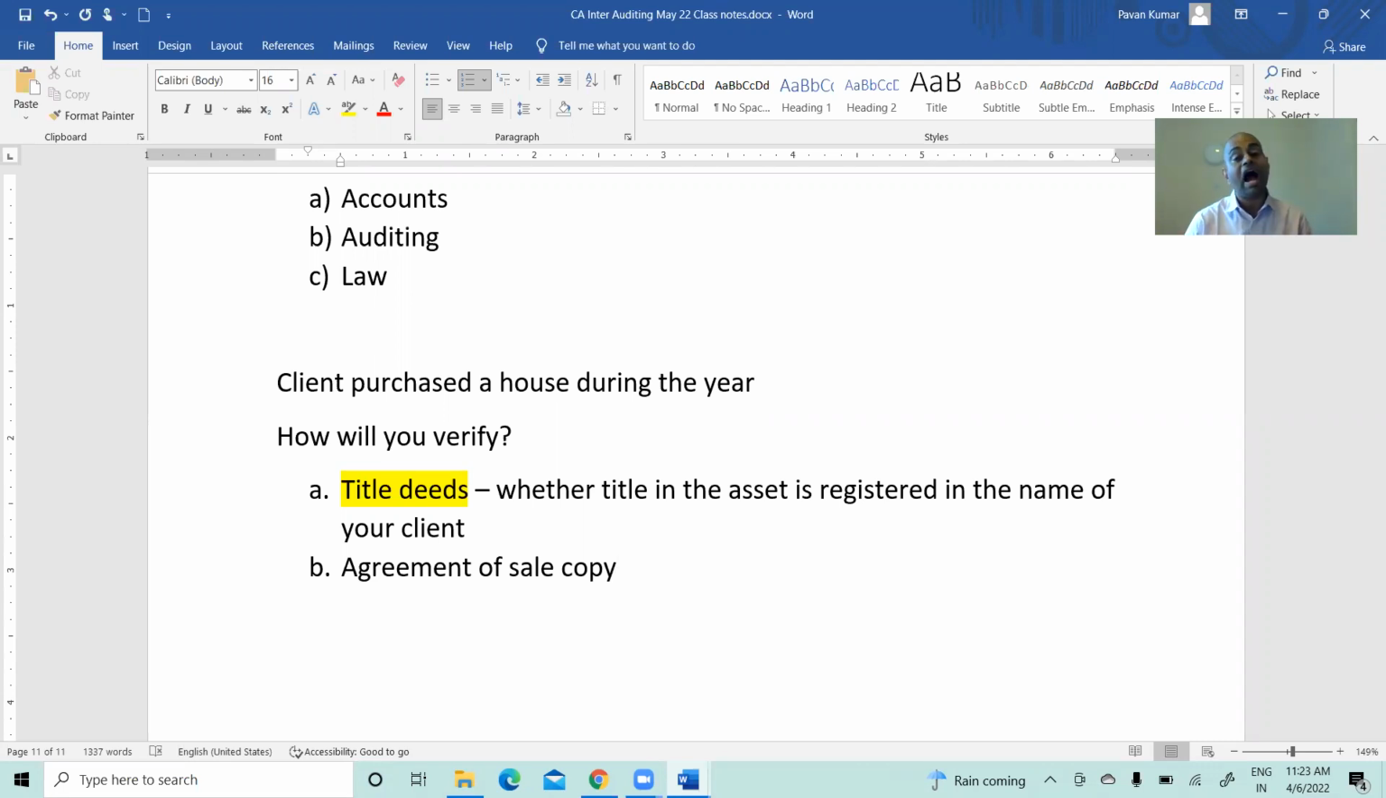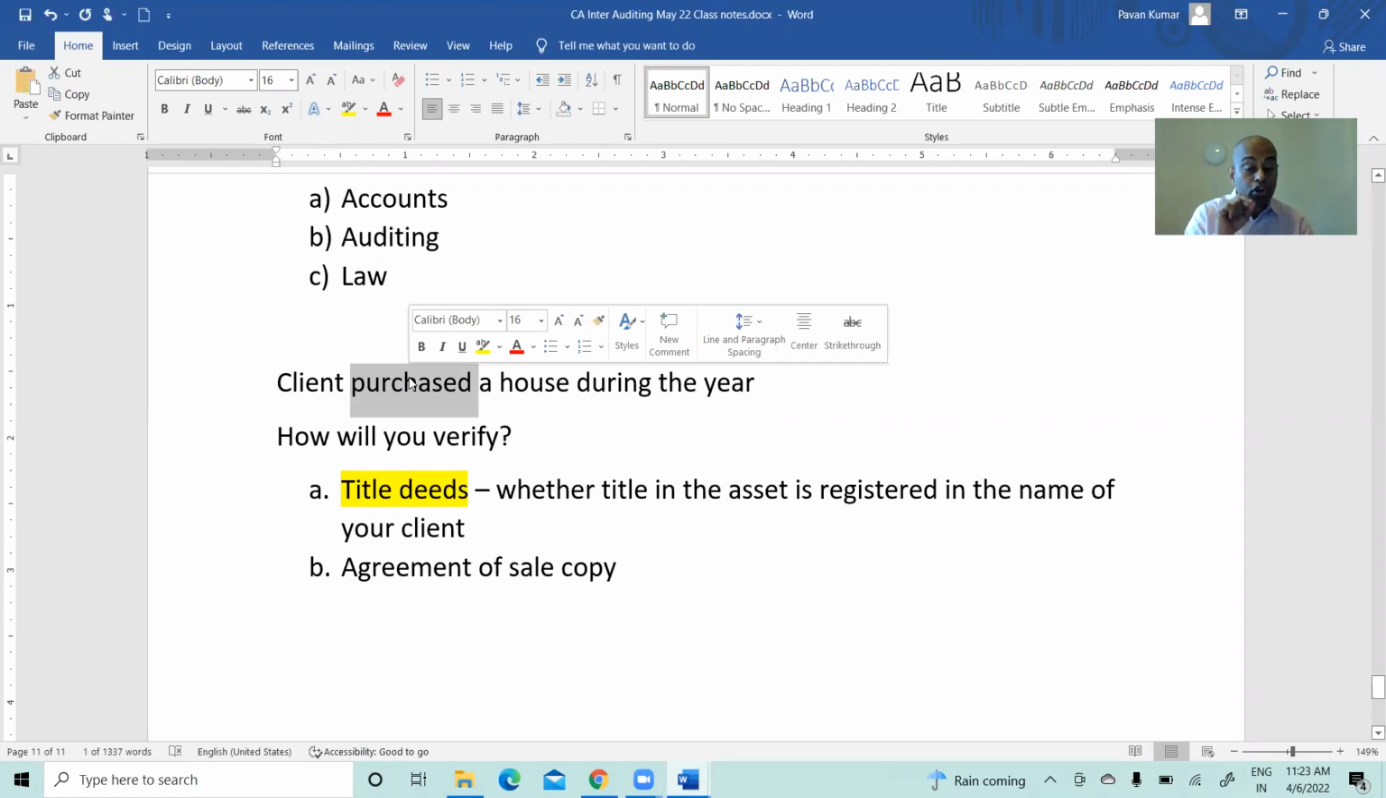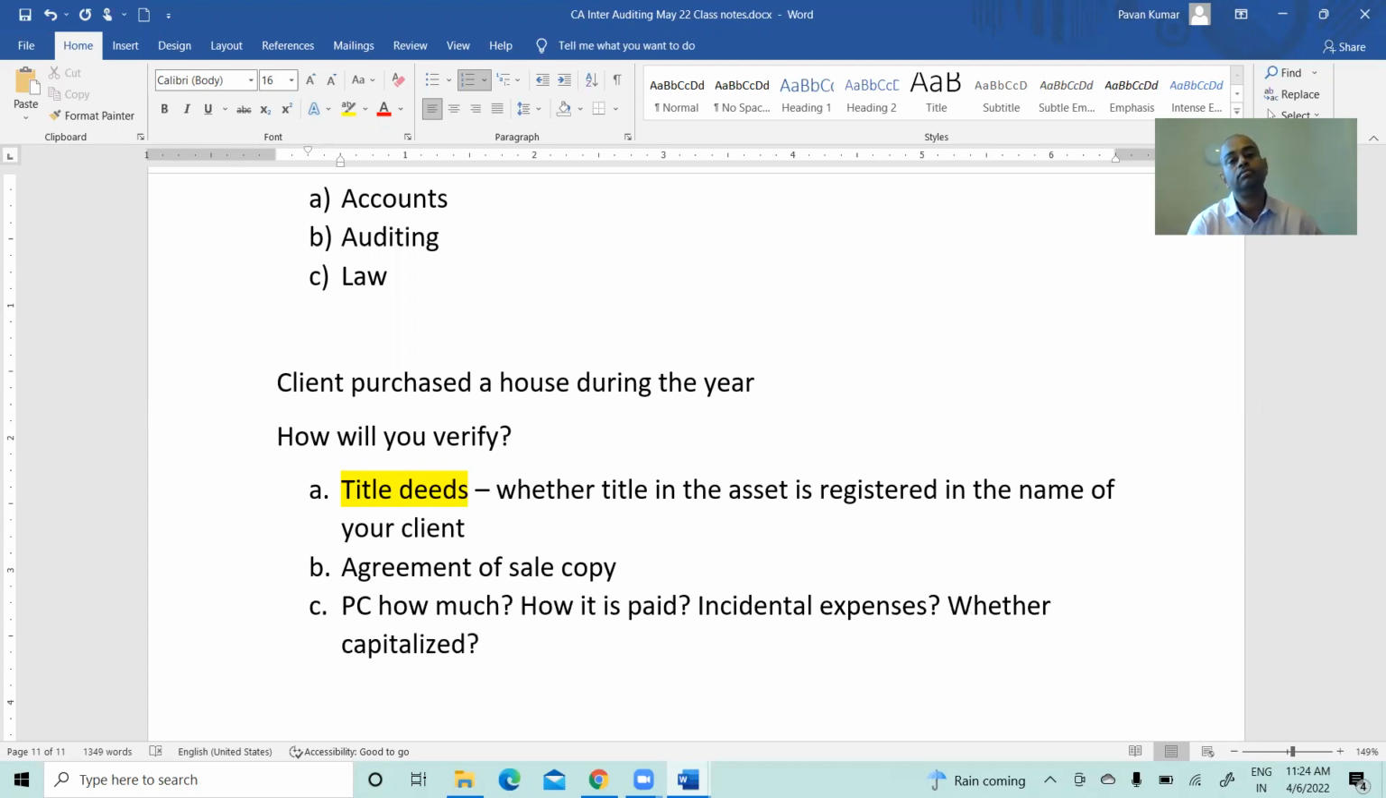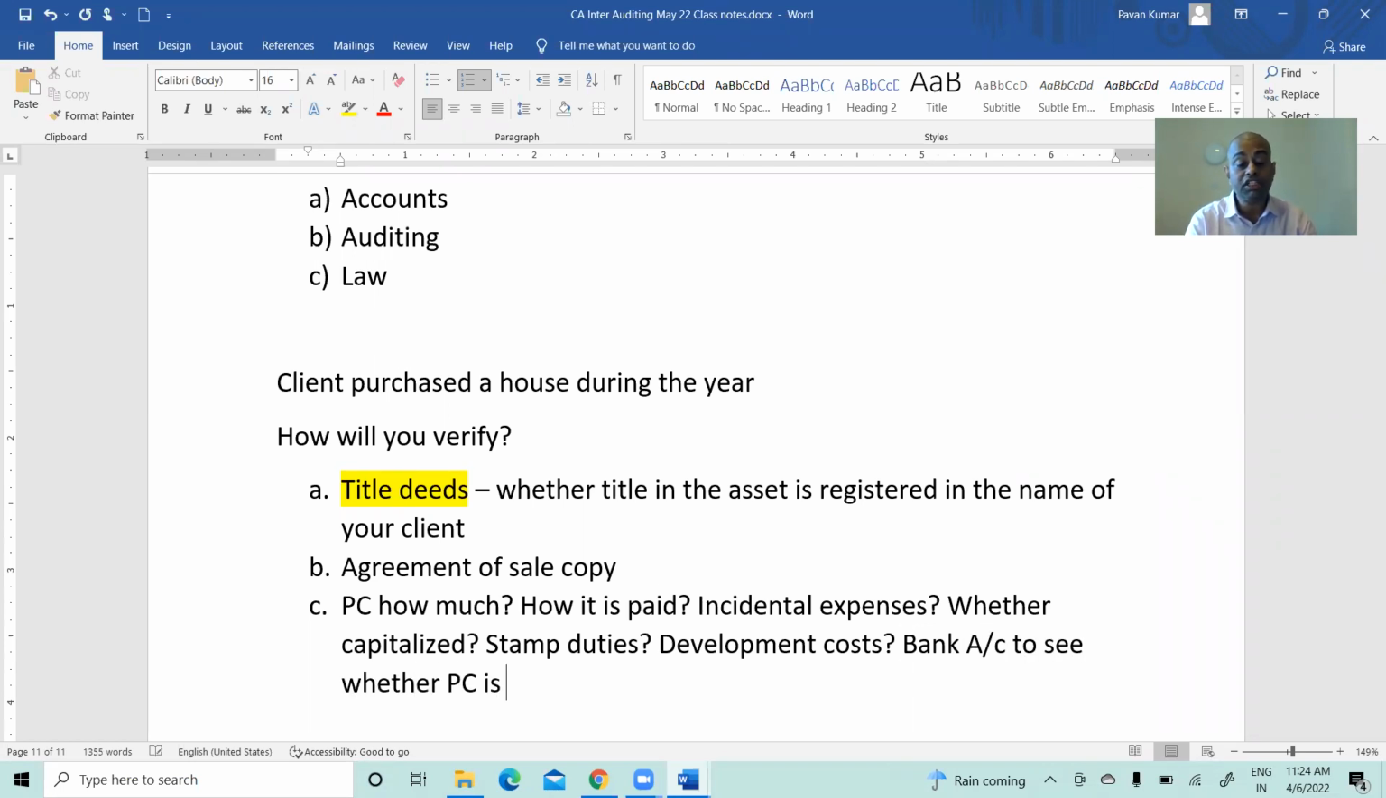Title deed will be registered in my name after I purchased the asset, but you are verifying the purchase of the asset, no? Yes, sir. So when you verify the purchase of asset, what you need to do: purchase consideration, how much, how it is paid, any incidental expenses, whether capitalized, stamp duties, development cost. So if I purchase a land and a building, maybe I might have done some capital repairs to that. Some development expenses are incurred, or something demolished and something constructed. Okay, then verify the bank account to see whether purchase consideration is properly paid or not.